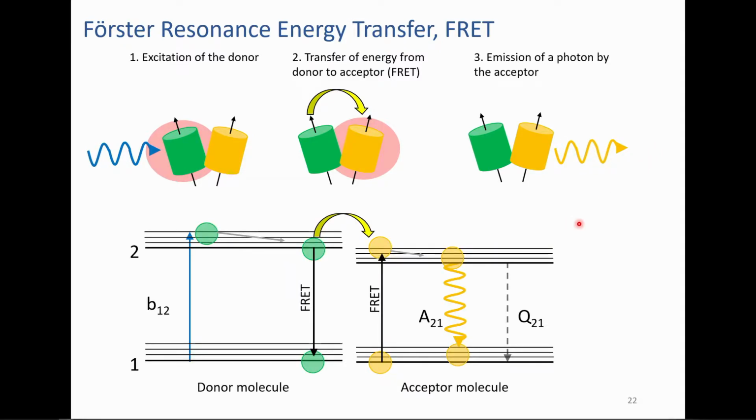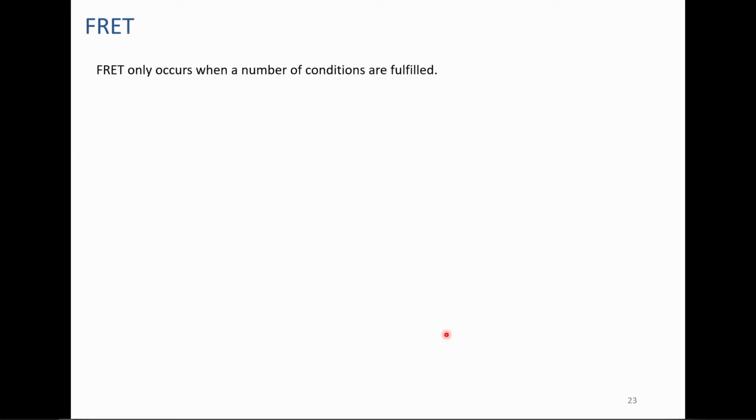And so this process is shown here in an energy diagram as follows. Here's my donor molecule. I excite population up into its upper state. Of course, it can come back down by normal fluorescence processes, but if the conditions are right, energy can hop over to this other molecule, the acceptor molecule, and then this one can give us light back rather than the donor giving you emission. So FRET only occurs when a number of conditions are fulfilled, and I'll go into those in a second.